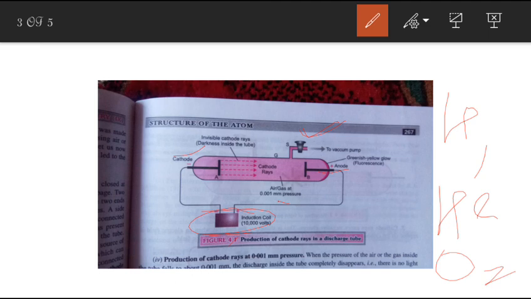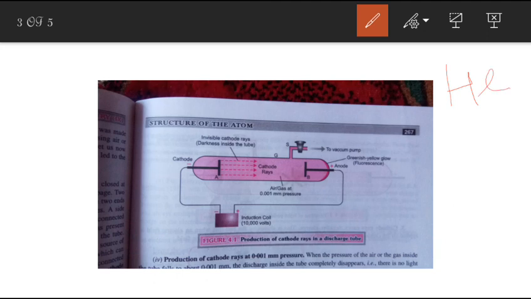At first, electrons were discovered by the discharge tube experiment. In this discharge tube, air or any other gaseous substance was put. For instance, we will take the example of helium.